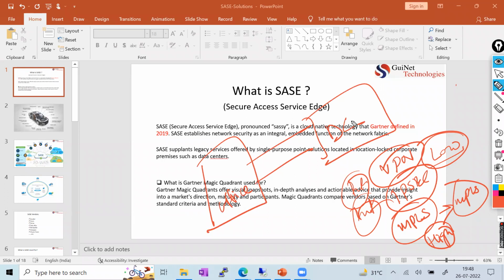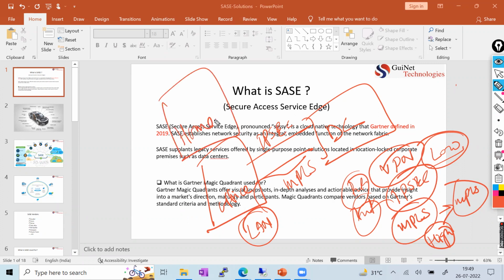So people go to the office, they use the office LAN, and that LAN is very secure over the MPLS or the IPsec. They are accessing the applications which are hosted in the data center. But what if users start working from home, right? And your applications are hosted in a data center, then what is going to happen in this case?